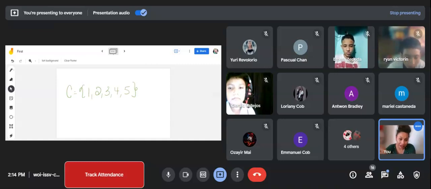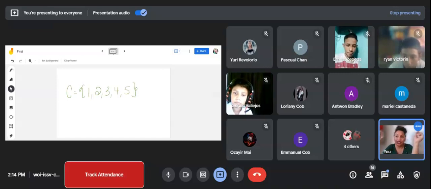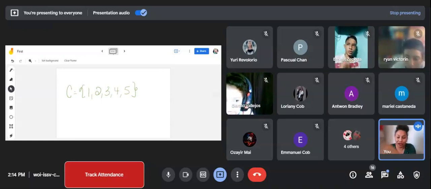Right? So natural numbers. If it has negatives, then you say integers. If it has a zero, you say whole numbers. If it doesn't have any of those, stick to natural numbers. Natural numbers will always try to make that your first option always.